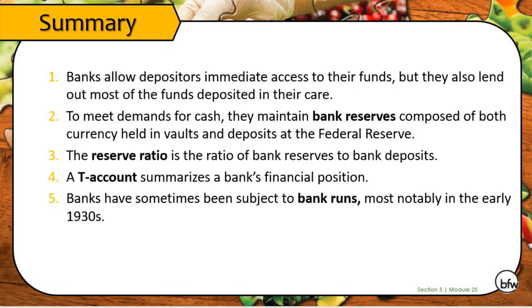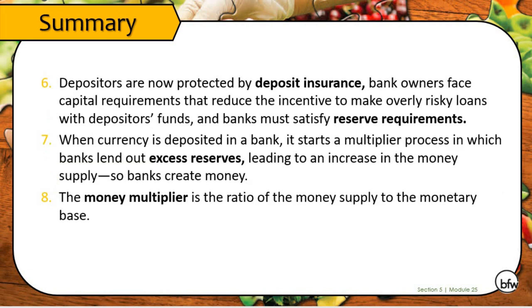What we learned was that banks allow depositors immediate access to their funds, but they also lend out most of those funds in their care. To meet demands for cash, they maintain bank reserves. The reserve ratio is the ratio of bank reserves to bank deposits. A T account summarizes a bank's financial position. Banks have been subject to bank runs, most notably in the 1930s. However, we came up with deposit insurance, and when currency is deposited in a bank, it starts a multiplier process in which a bank lends out excess reserves, leading to an increase in the money supply, so banks create money.